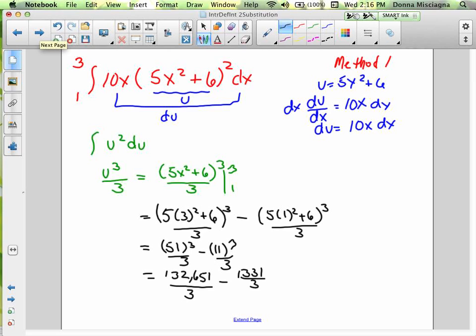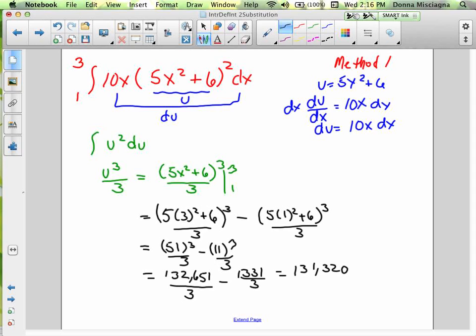Divided by 3, we have 132,651 minus 1,331, so 131,320. Actually, I could have subtracted that without the calculator. I had no carrying to do.